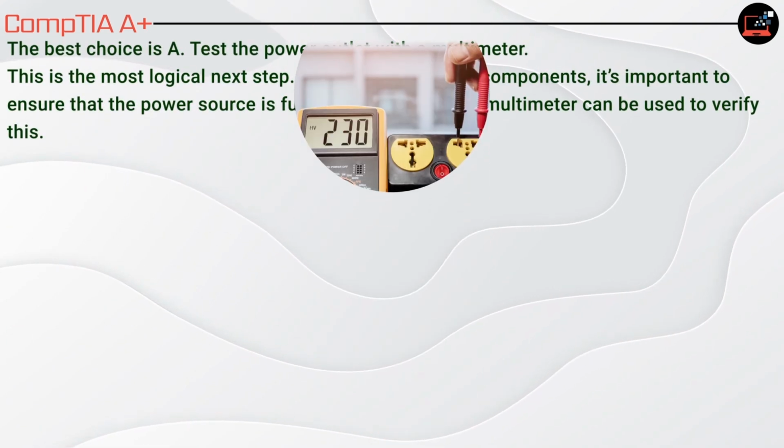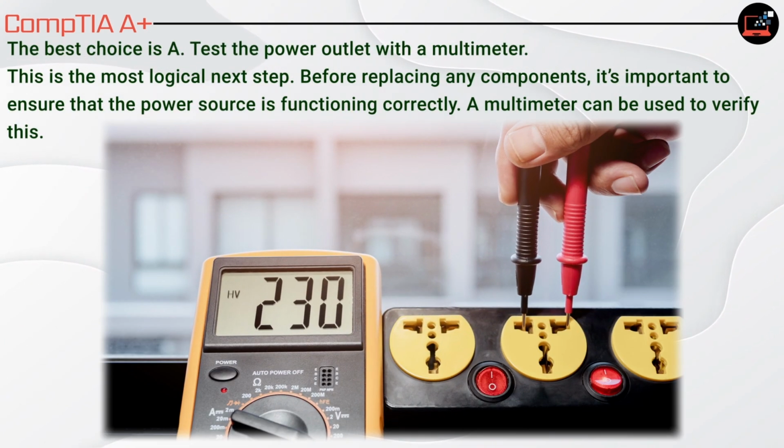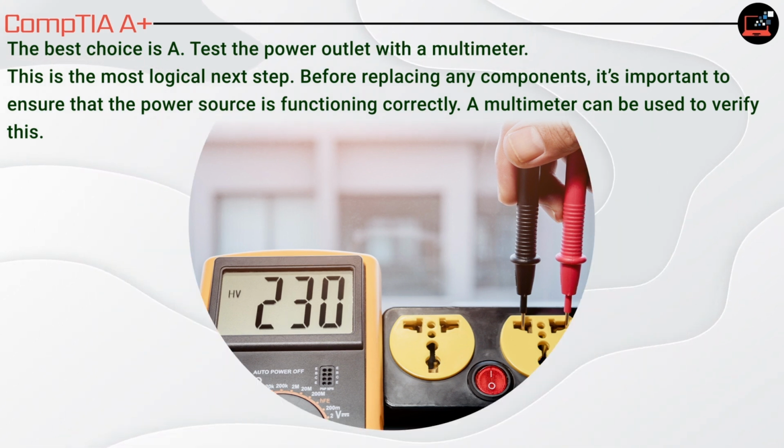The best choice is A. Test the power outlet with a multimeter. This is the most logical next step. Before replacing any components, it's important to ensure the power source functions correctly. A multimeter can be used to verify this.